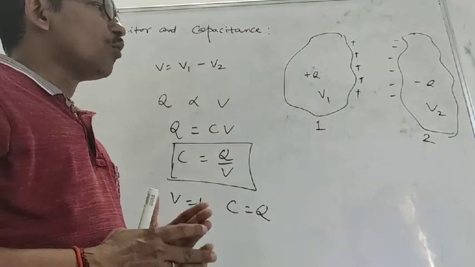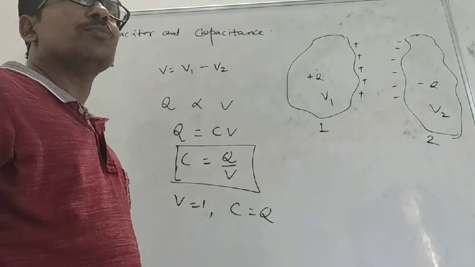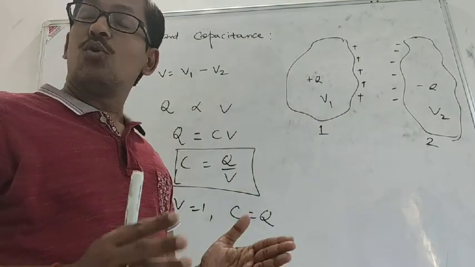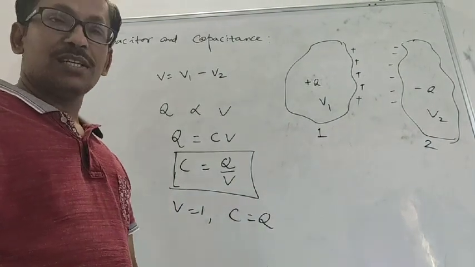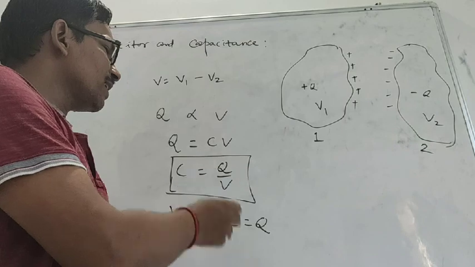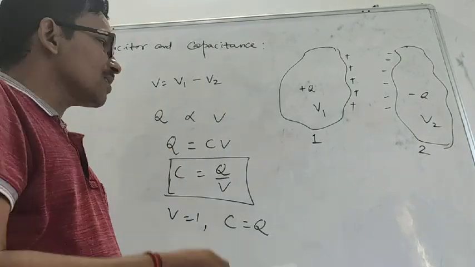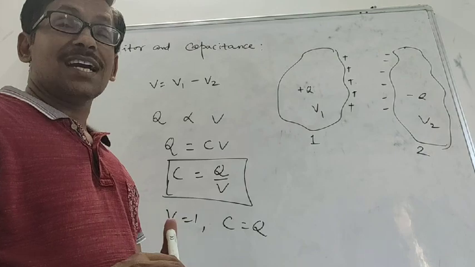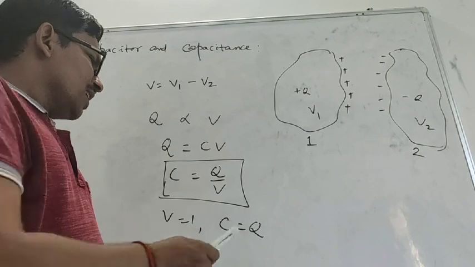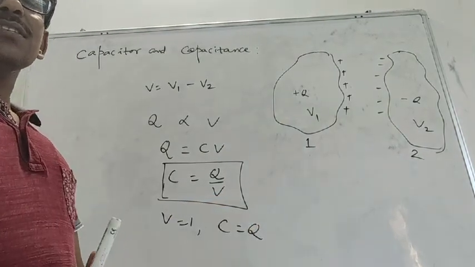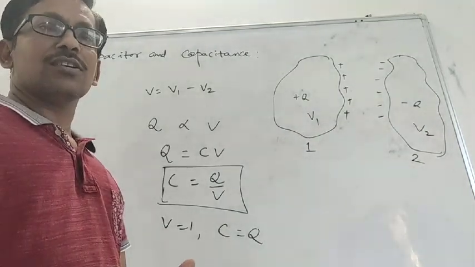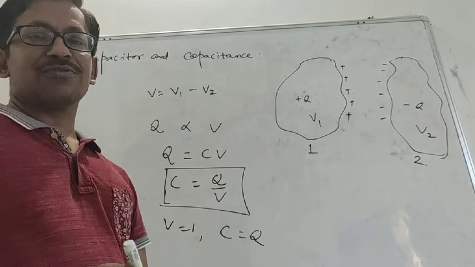That means if more charge is required to increase the potential difference by a small amount, capacitance will be large. That means more charge can be stored, which means more energy can be stored. So C is equal to Q by V. If V is very small, C is large. That means a large amount of energy or charge can be stored. Now we can define the capacitance of a capacitor as the charge required to increase the potential difference between the two conductors by a unit amount.